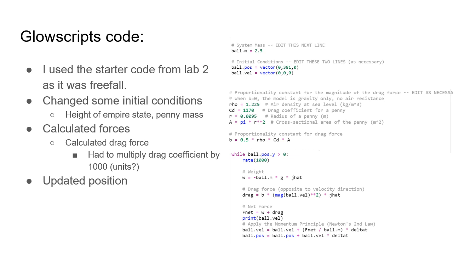So I used the starter code from lab 2 as it was pretty similar. Changed the initial conditions to account for the height of the Empire State and the penny's mass. And then I calculated the drag force. One thing I did have to do was multiply the drag coefficient that I found by 1,000. I'm assuming that's because something with the units, there's probably something in kilograms and had to just be converted to grams. And then there's the updated position. We updated the position using the position update. Nothing crazy there.